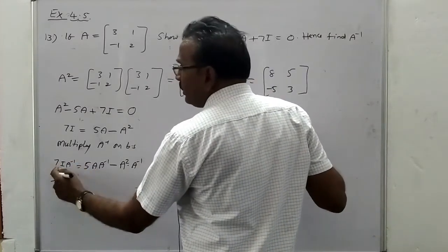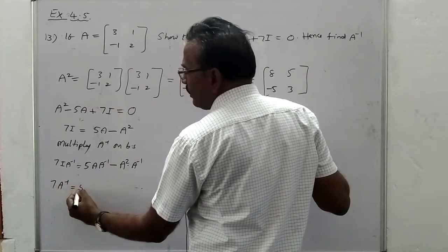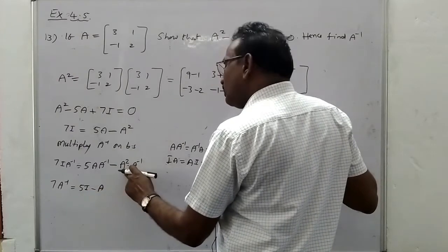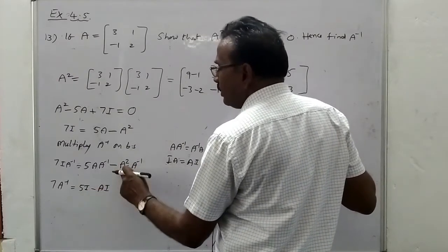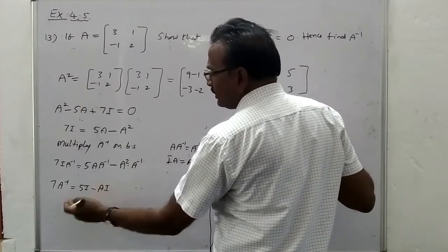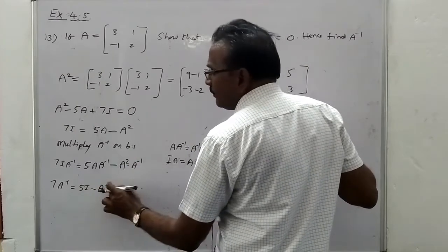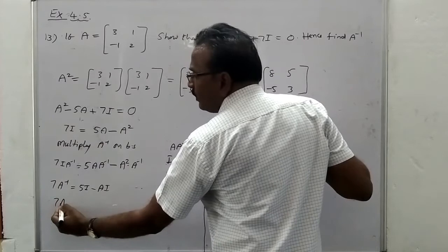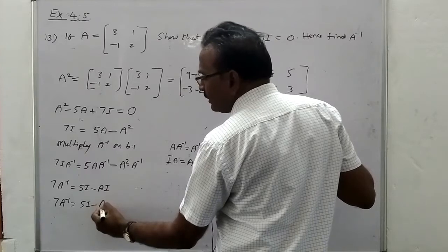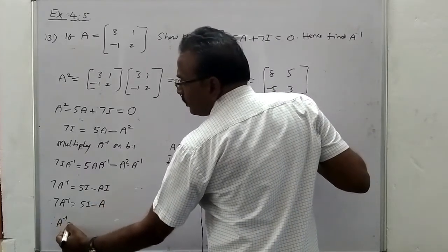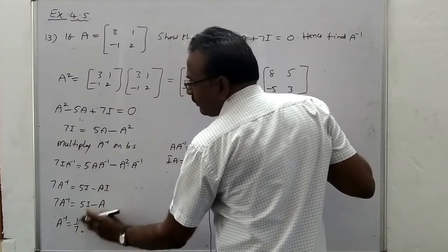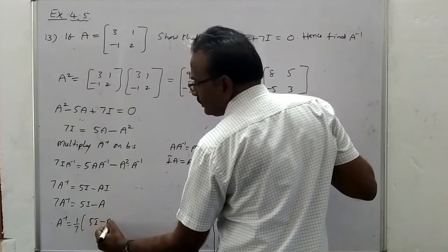From this, 7 into I into A inverse is 7 A inverse, equal to 5 into A inverse A, which is identity matrix, minus A into another A. A square is A into A, so take one A into A inverse, write another A outside. A into A inverse is I. So that is 7 into A inverse is equal to 5 into identity matrix minus A into identity matrix is matrix A. Therefore A inverse is equal to 1 by 7 into 5I minus A.